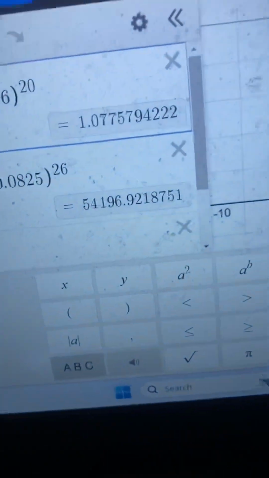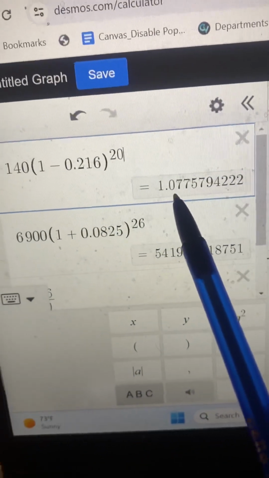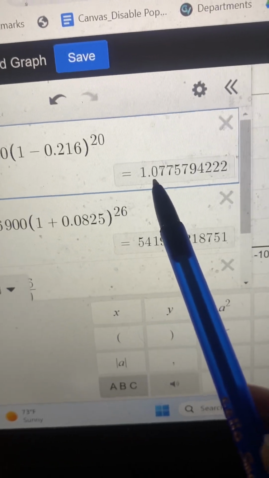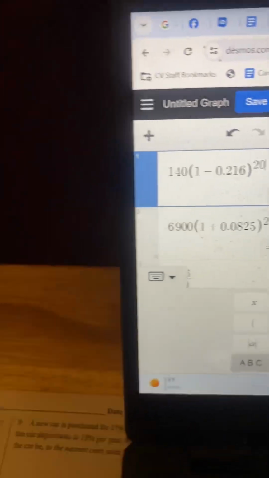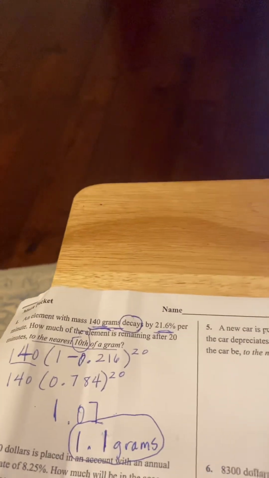The nearest tenth is the first number to the right of the decimal. So you see it's a 0. I look at the second number, and it's a 7. So when I put 1.07 grams, rounding to the nearest tenth is going to become 1.1 grams. And that's the first answer. That's how you round to the nearest tenth.